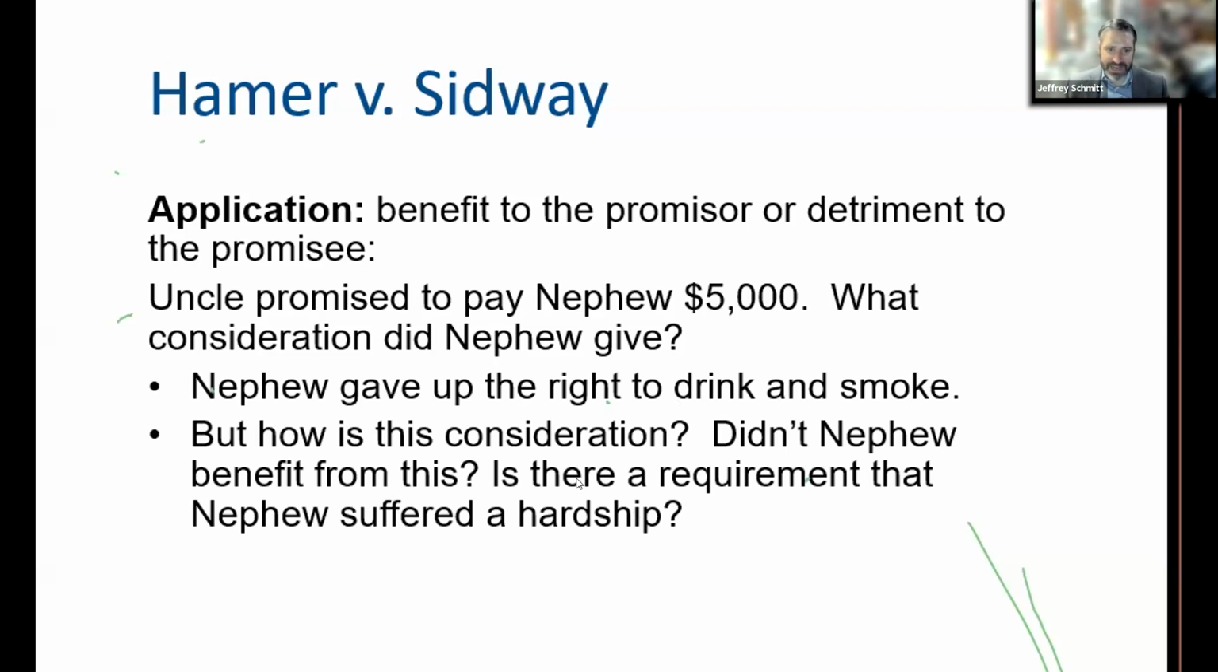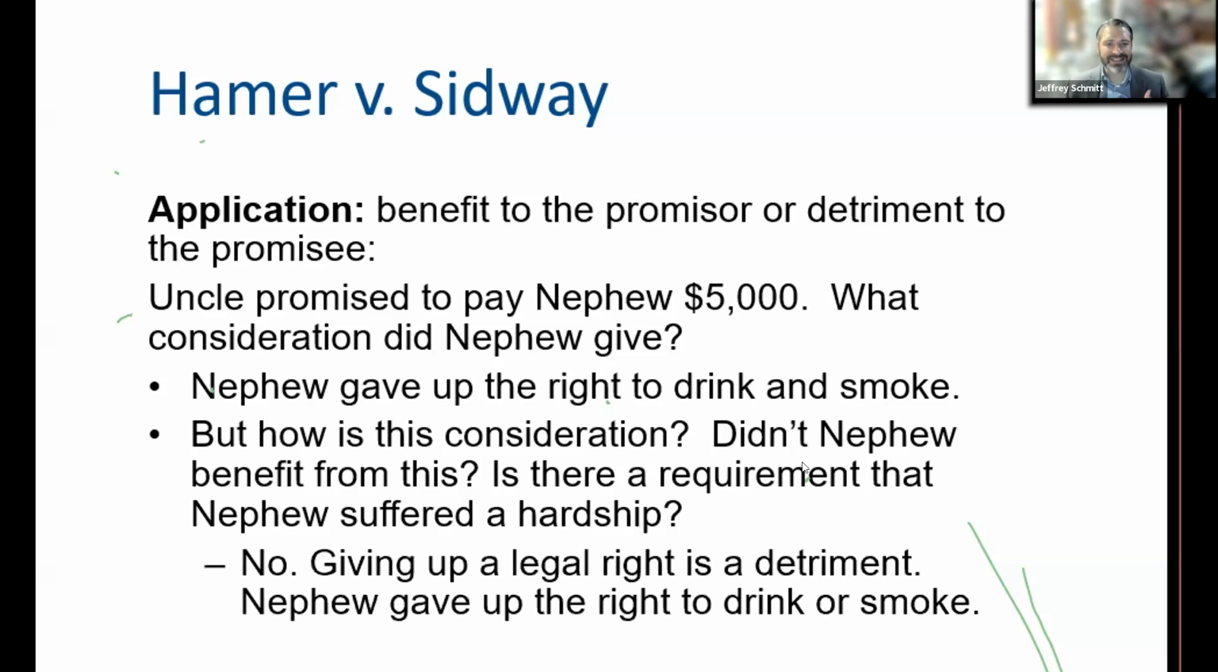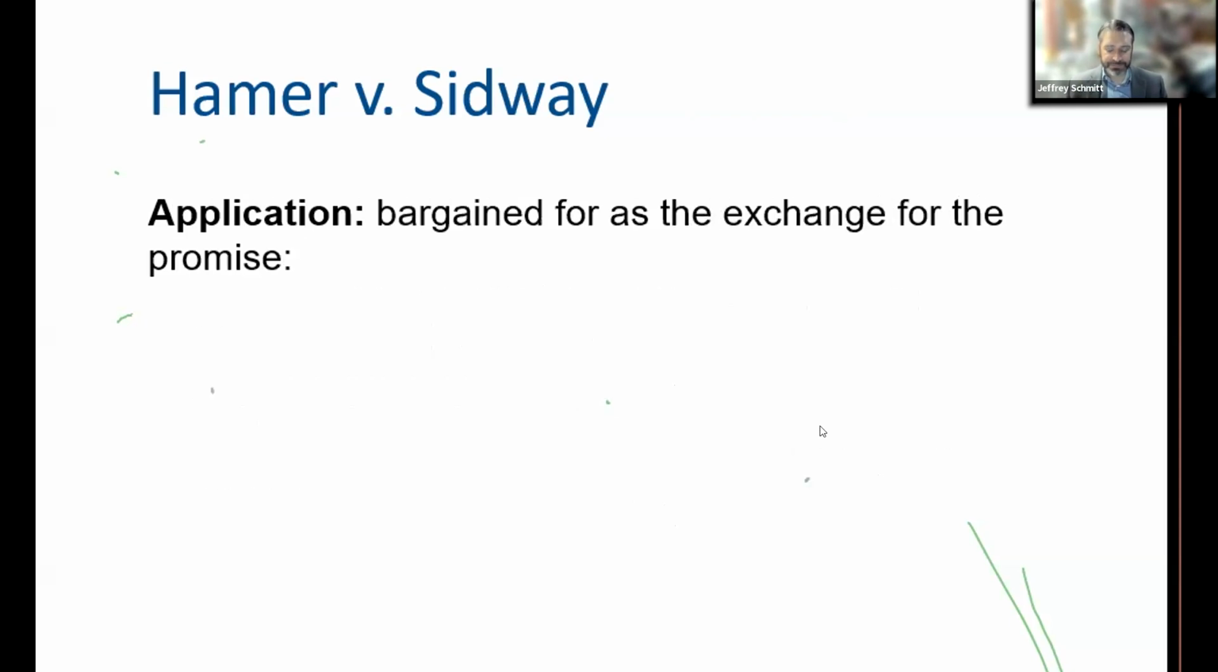Now, the estate tries to argue that's not really a hardship. It wasn't bad for the nephew. He's better off not drinking, smoking, and gambling. But the court says we're not asking, was he hurt? No, we're asking, did he give up something that he had a legal right to do? That is sufficient. We don't ask, was this a good deal? We don't ask, did it benefit him? We're just asking, was it an honest deal? So we do have that detriment to the nephew.